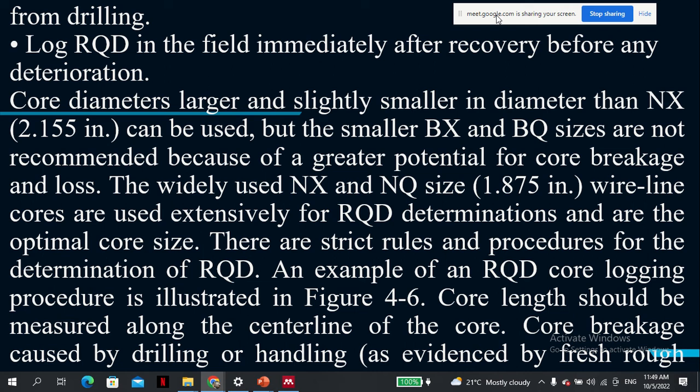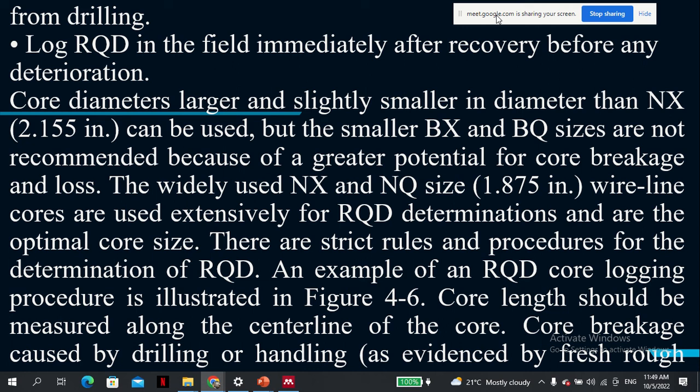Core diameters slightly smaller than the standard size of 2.155 inches can be used, but then the smaller BX and BQ sizes. Now these are just the designations of the core cutter that is used to sample this. BQ sizes are not recommended because of greater potential for core breakage and loss. The widely used NX and NQ size 1.875 inch wireline cores are used extensively for RQD determinations and are the optimal core sizes.